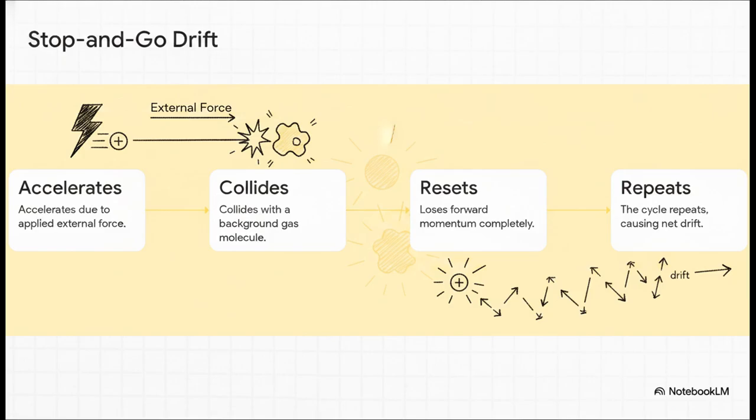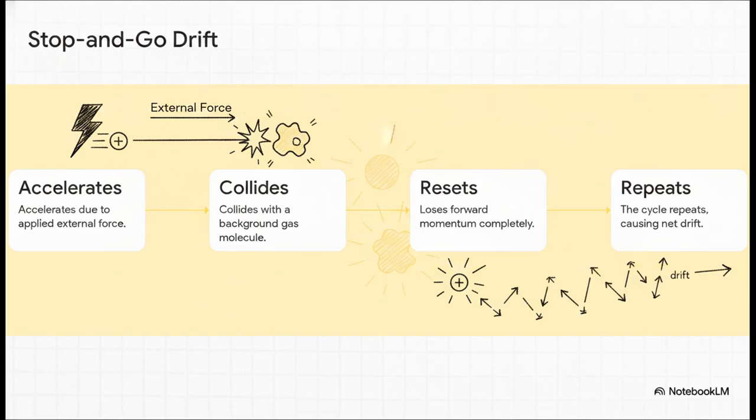Step 1, it accelerates due to that force, picking up real speed in a specific direction. But then, step 2, bam! It collides with a background molecule. Step 3, it completely loses that forward momentum and gets scattered in a totally random direction. It essentially gets a fresh start with zero memory of its previous path. And then, step 4, the cycle repeats itself.